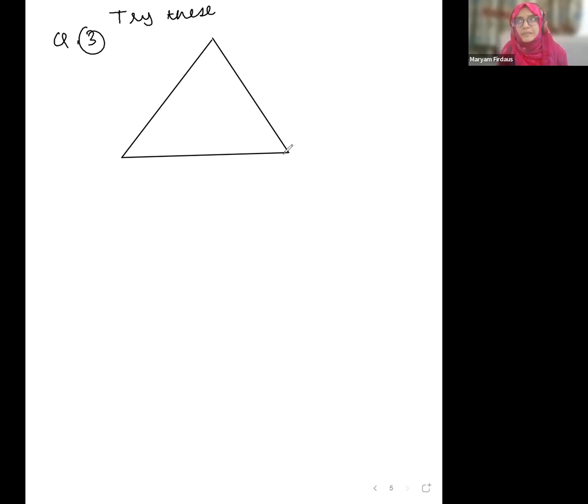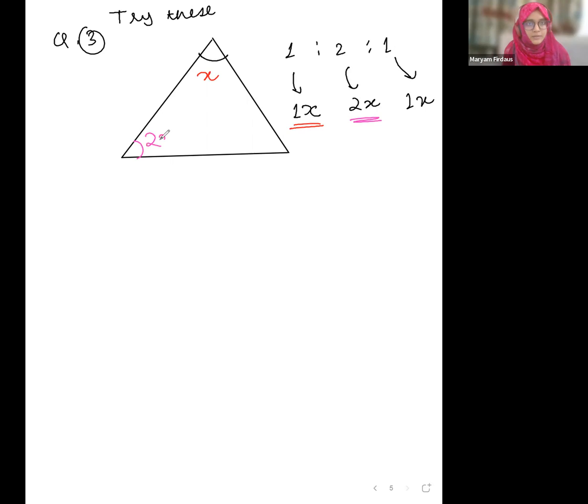Now, remember we discussed ratios, Hiba. If they are saying that these angles are in the ratio 1:2:1, that means one of the angles can be written as 1x, this one as 2x, and this one as 1x. So what is 1x? 1x means x. Then 2x. So I'm going to write this as 2x. And then 1x again. So that's again x. Till here it's clear? Yeah.